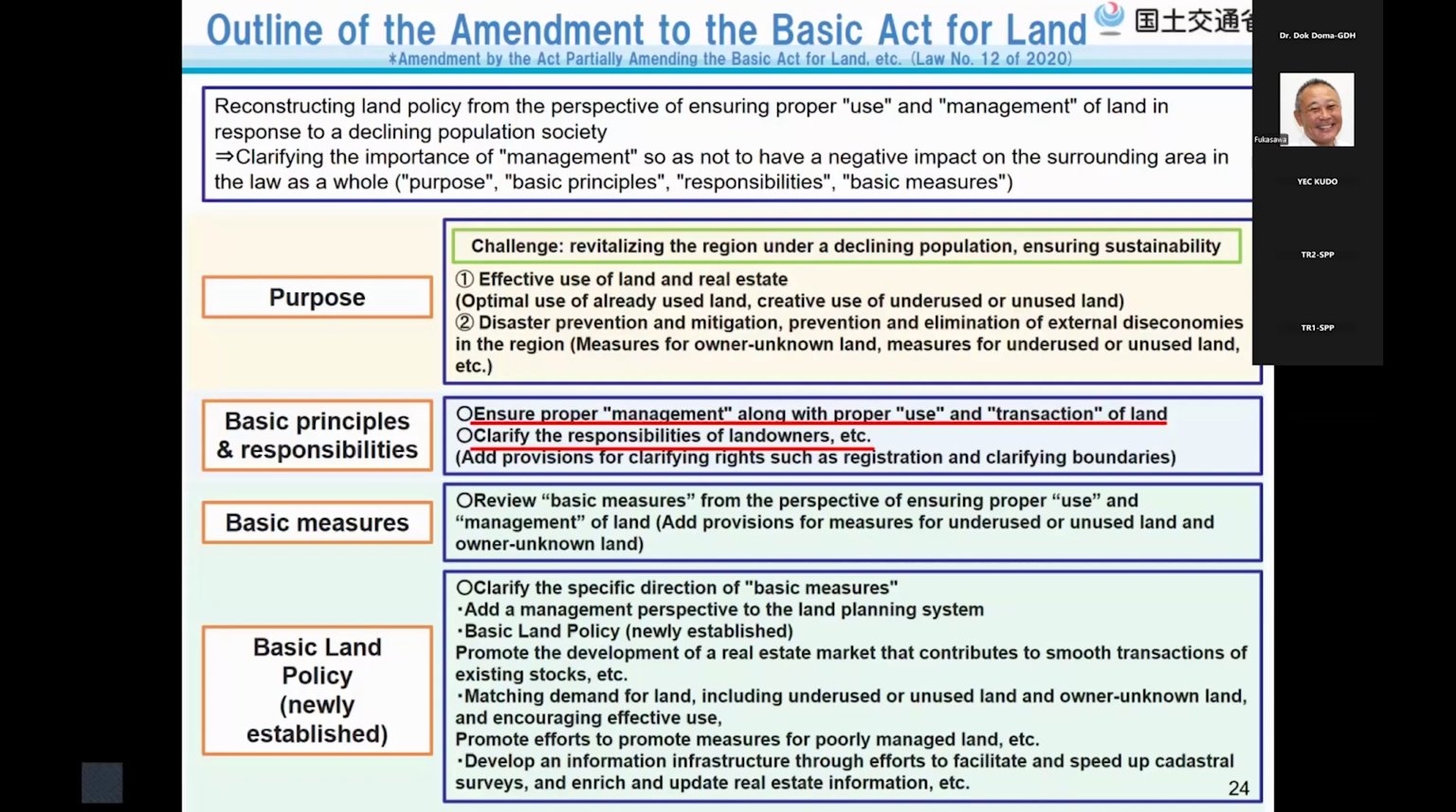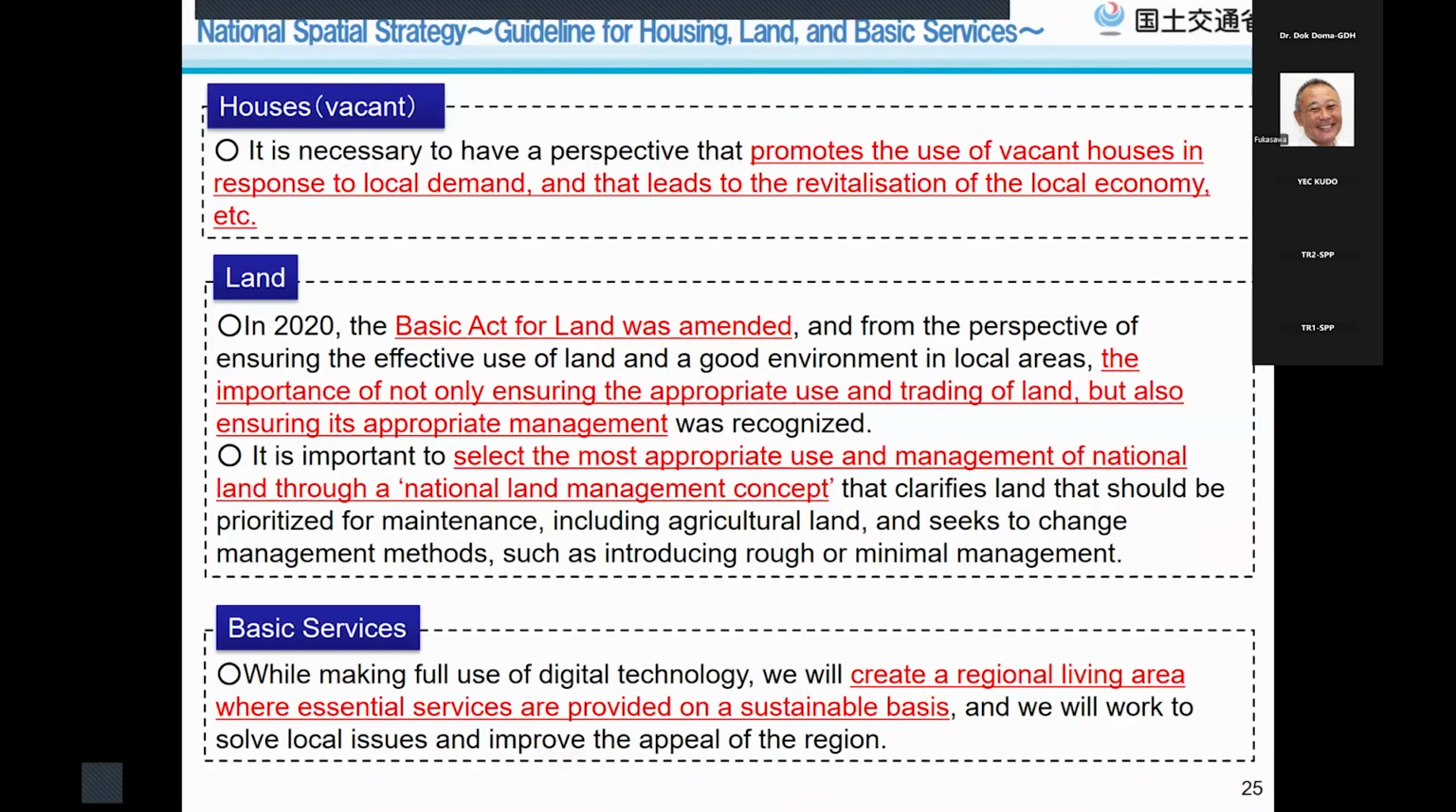In 2023, we actually changed our civil code in order to allow the municipalities and the courts to appoint a manager of these lands where the owner is not clear and where the land or the houses have not been managed. The courts can step in and appoint a manager for that land. And so we believe that moving forward, the restrictions on vacant lands and vacant houses will become more and more strict. So in the National Spatial Strategy, how are we addressing these issues?